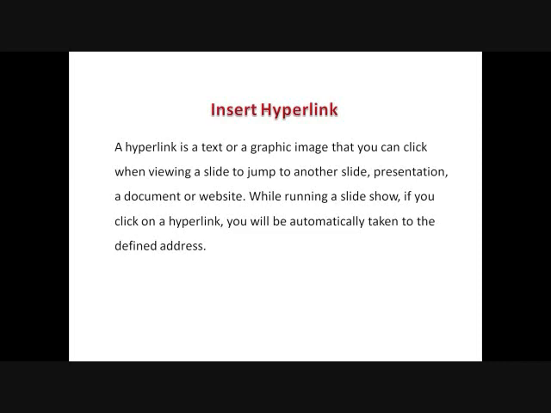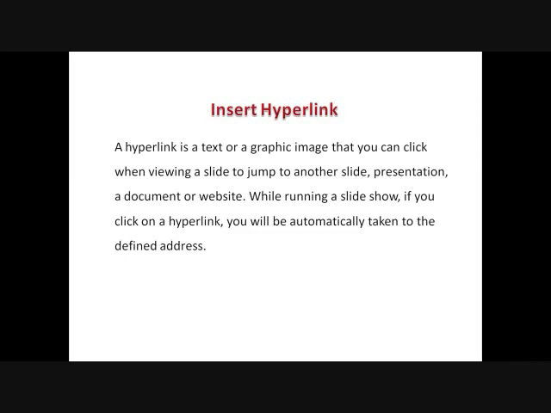First of all, we will see what a hyperlink is. A hyperlink is a text or a graphic image that you can click when viewing a slide to jump to another slide, presentation, a document or a website. For example, when you surf a website, you can see the blue colored lines, and whenever you take your mouse pointer there, it will change into a hand shape. And when you click it, it will take you to the other page. That is what a hyperlink does.